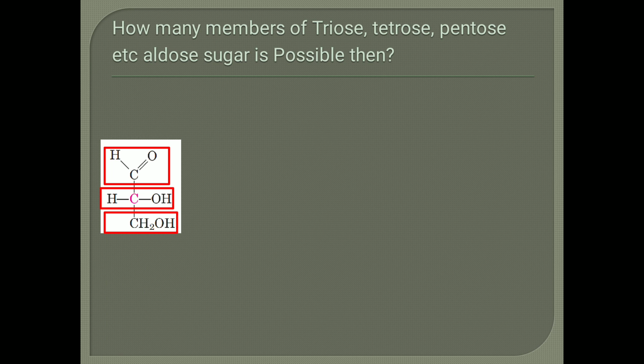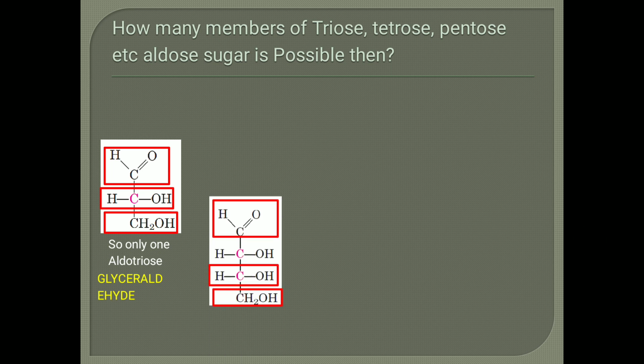So how many triose sugars are possible? Only 1, because nothing remains. That means 2 raised to 0, and 2 raised to 0 is 1. So only 1 aldotriose is possible, and that is nothing but glyceraldehyde.